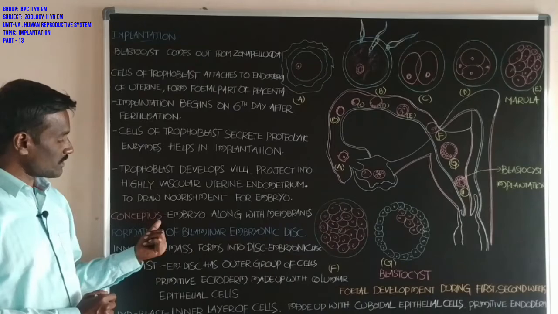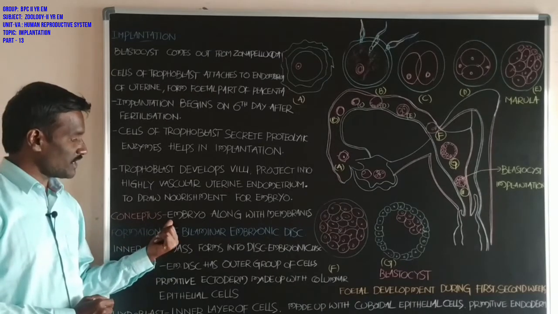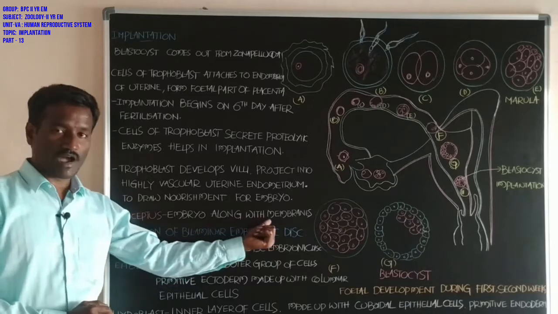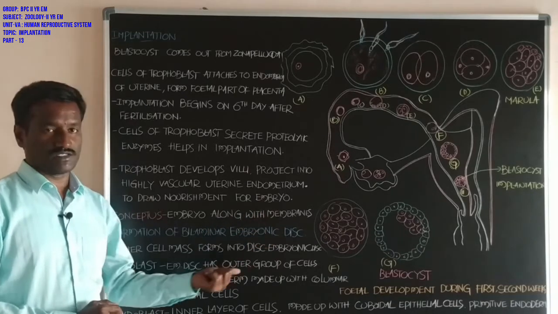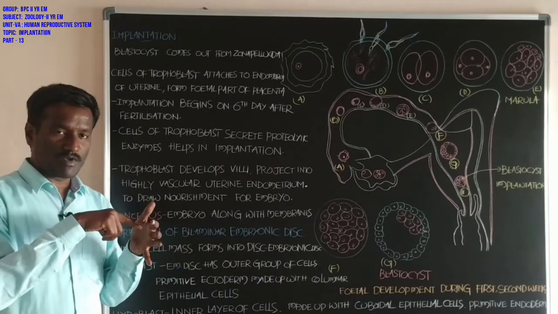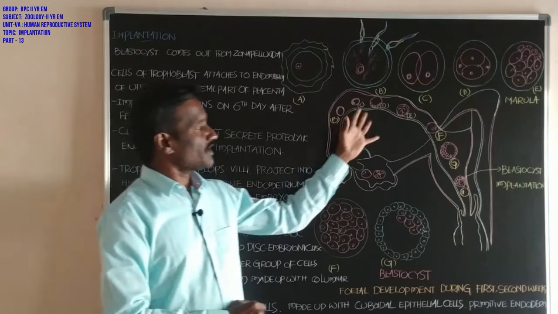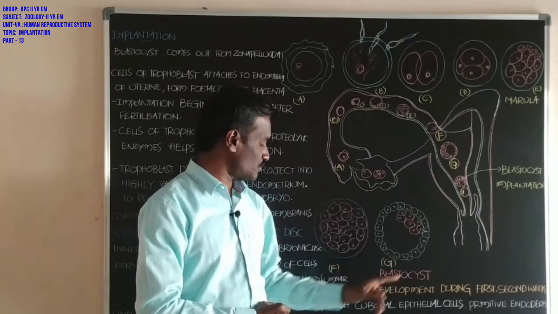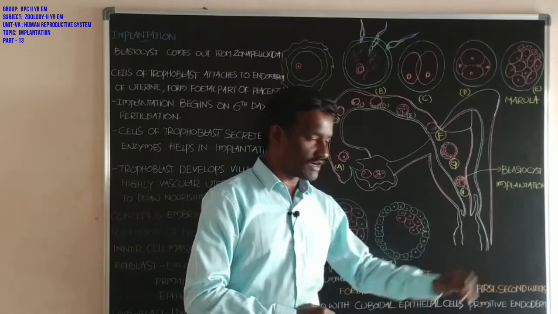Next, conceptus. What is the meaning of conceptus? Conceptus means embryo along with membranes. The embryo surrounded with the membrane is called the conceptus. Student, this is the diagram that shows the fetal development during the first and second week.